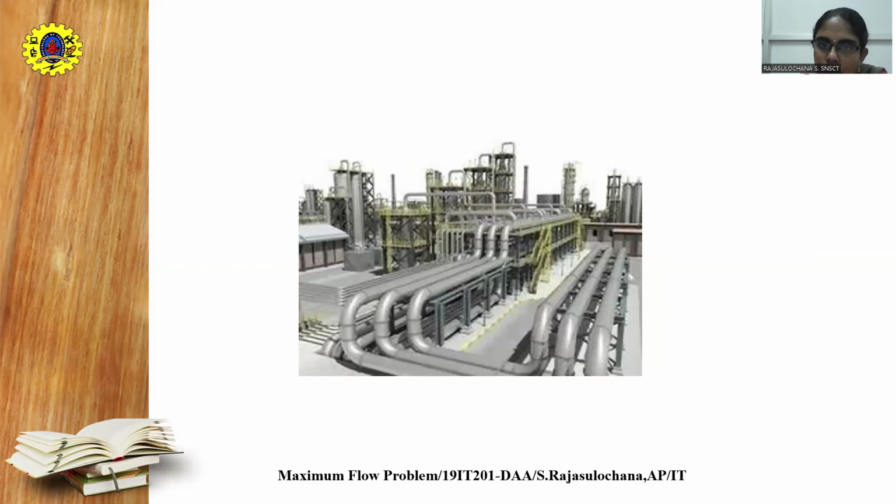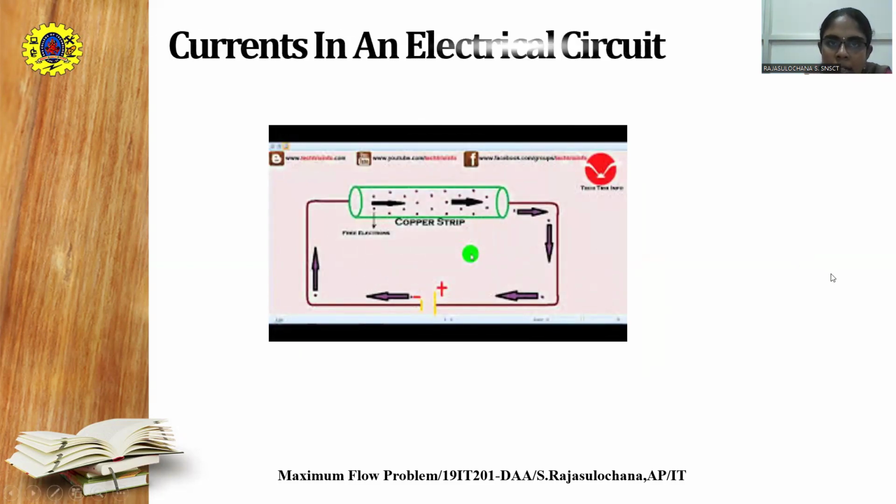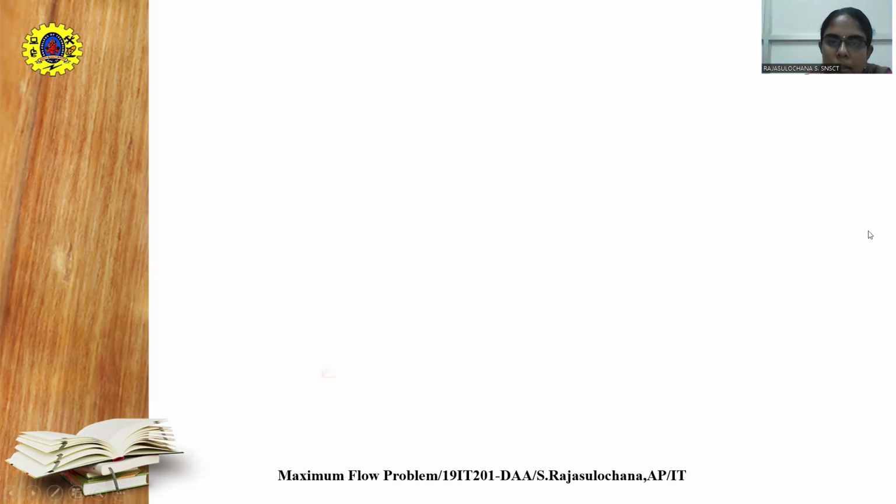Another example for flow is water or oil or any liquid flowing through a pipe. So fluids in a pipe is the best example for flow. The third example is currents in an electric circuit. If you take an electric circuit, the current passing through a particular circuit is also termed as a flow. The amount of current passing through the particular copper strip or circuit can be described using the keyword flow.